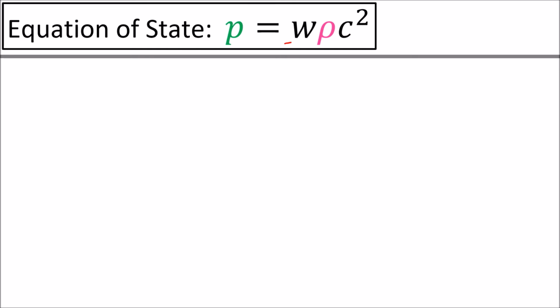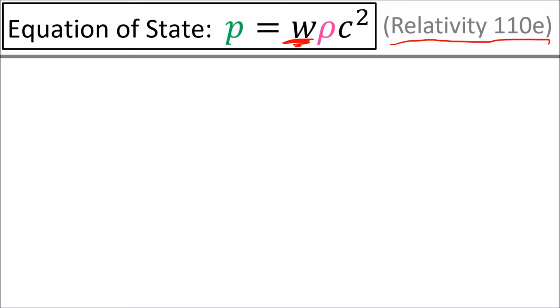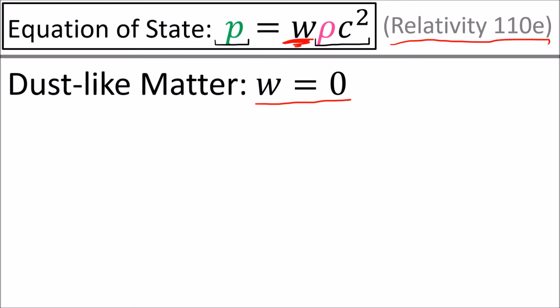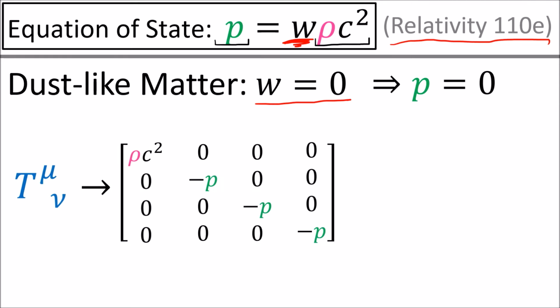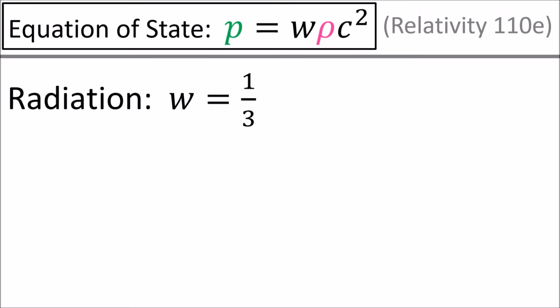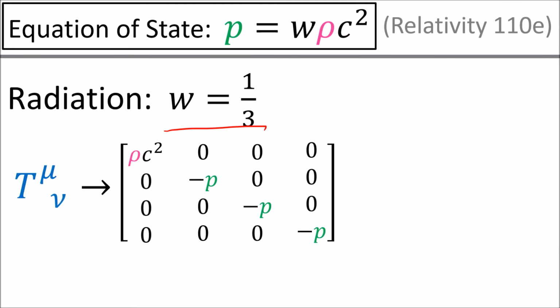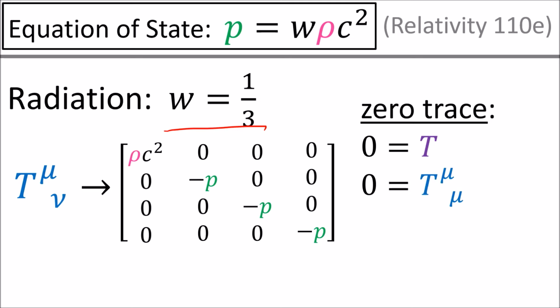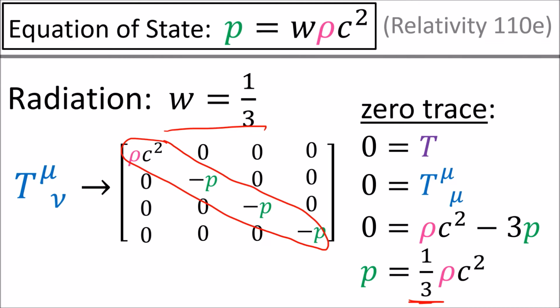These are defined by the w parameter from the equation of state we talked about in Relativity 110e, which is a relationship between the energy density of the universe and the pressure in the universe. Matter has w equals 0, since dust-like matter exerts no pressure. And the only non-zero component of the energy-momentum tensor is the energy density. Radiation has w equals 1/3, because we showed that the energy-momentum tensor for radiation must have 0 trace.